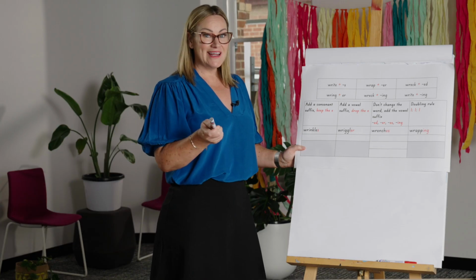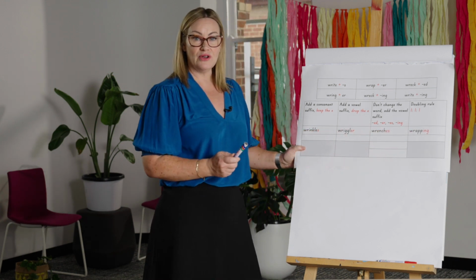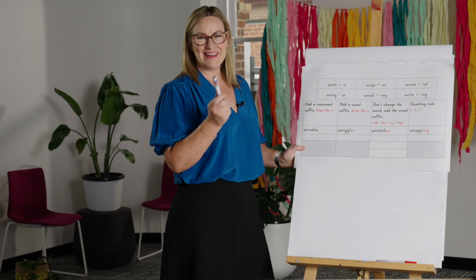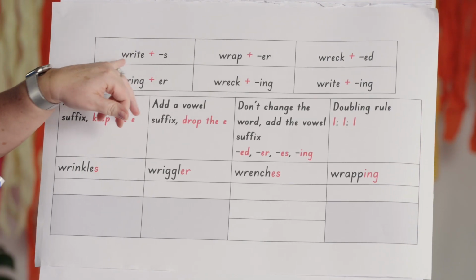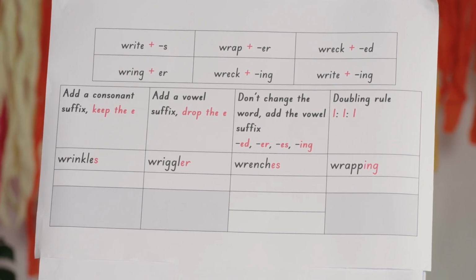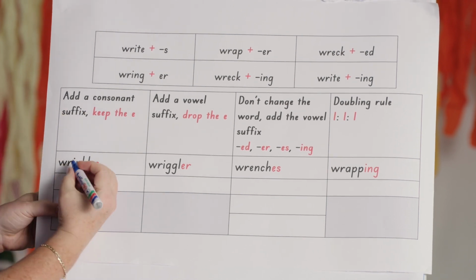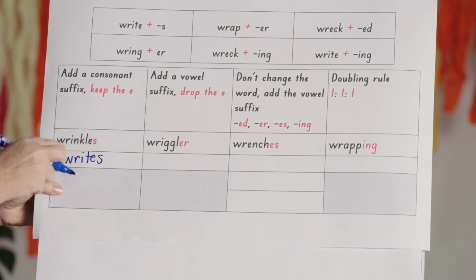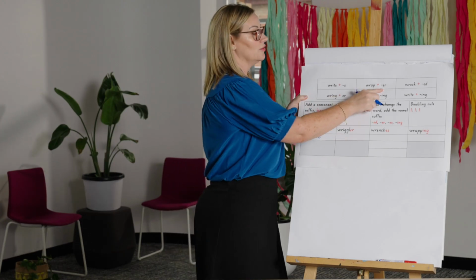How did you go with your setting out? Did you see that there's an anchor word at the top of each of the columns to remind you of the rule? Excellent. All right, let's do it together now. And as I'm doing it, you can check your answer. So right becomes writes. So we're just adding that consonant suffix. So we keep the E. So writes is in this column.